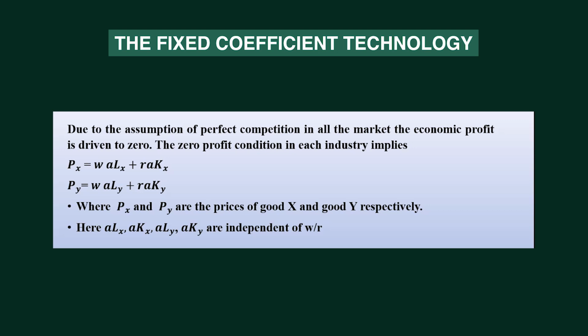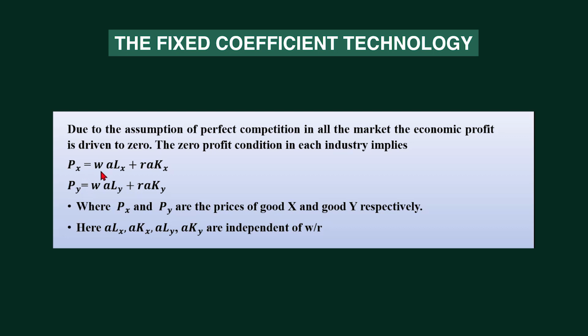The zero profit condition will imply that the per unit cost of production will be equal to the price of the commodity. So for good X, we have Px is equal to WALX plus RAKX. For good Y, we have Py is equal to WALY plus RAKY. Px and Py are the prices of good X and Y respectively, whereas ALX, AKX, ALY and AKY, which are independent of W and R, are the unit factor coefficients for production of the goods.